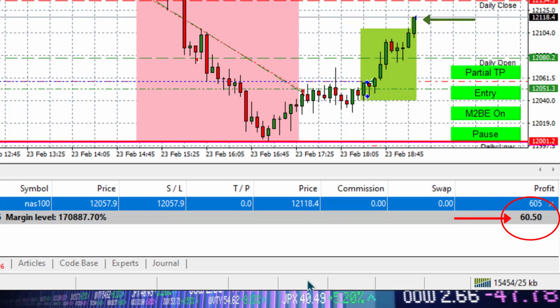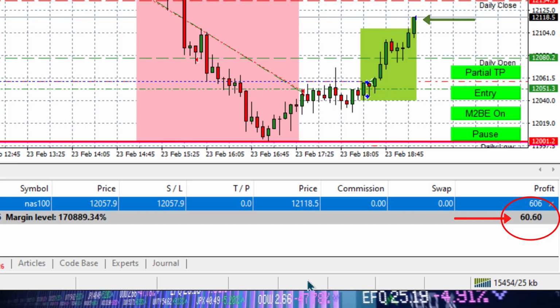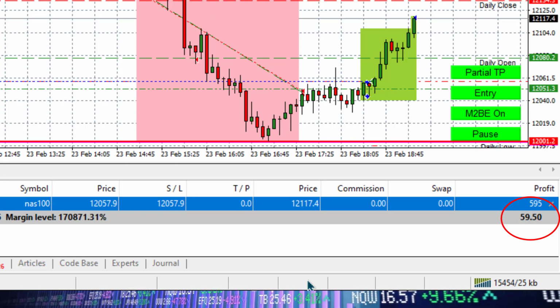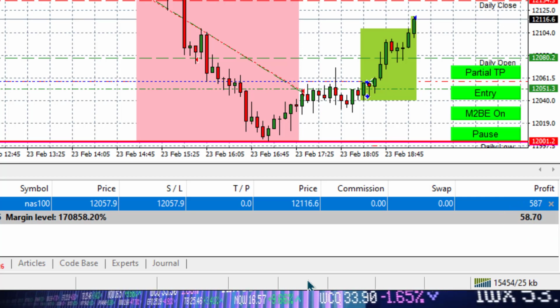It's reflected here in the terminal, and has moved our stop up to break even. So again, we're in a risk-free trade. No chance of losing on this trade. Let's watch the rest of it.